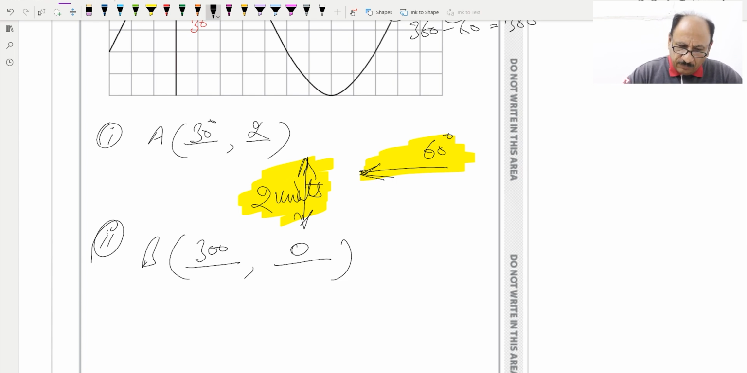So 300 and 0 will be answer for this one. Both are 1 mark part, so this 1 mark for A part, first part, and 1 mark for second part. So question number 25 total is 2 marks question.